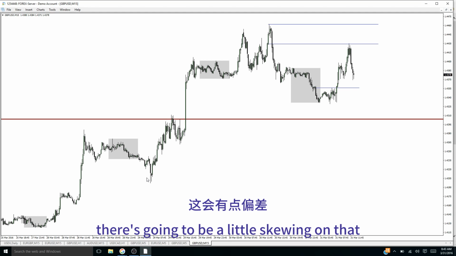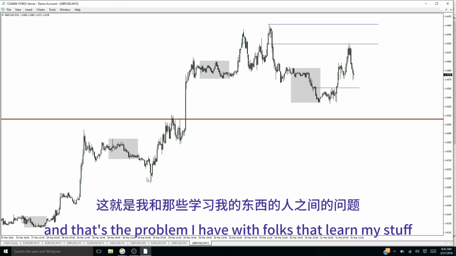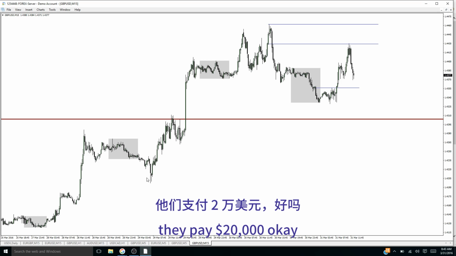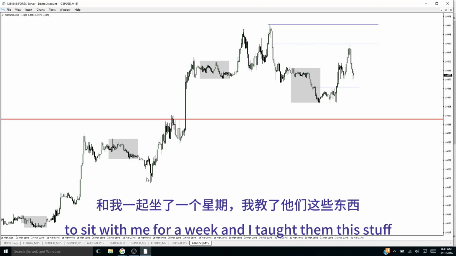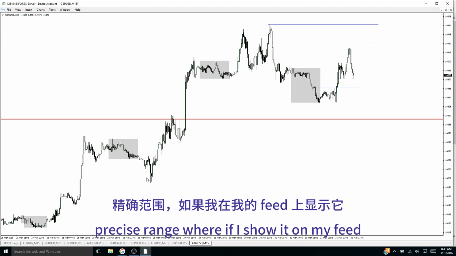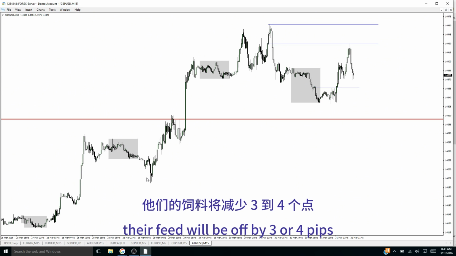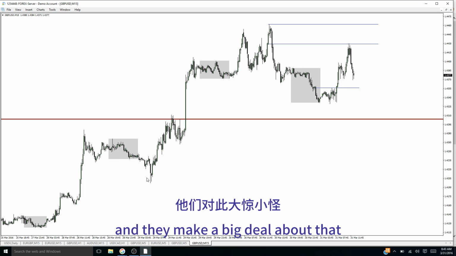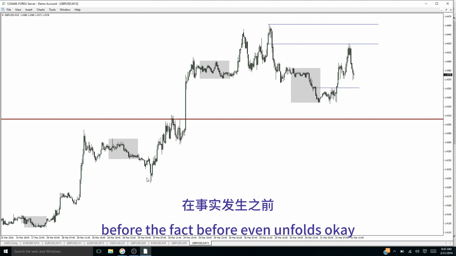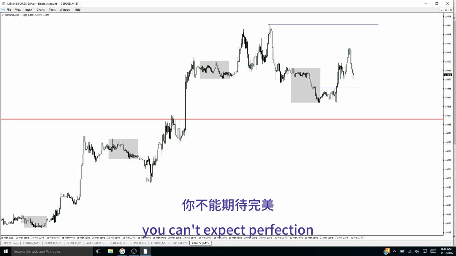There's going to be a little skewing on that, and that's the problem I have with folks that learn my stuff, even the folks that sat down with me one on one. They paid $20,000 to sit with me for a week, and I taught them this stuff. The biggest repeating thing that came up was that there isn't this exact precise range where, if I show it on my feed, their feed will be off by 3 or 4 pips, and they make a big deal about that, forgetting the fact that you're nailing down 95% of the daily range before the fact, before it even unfolds. You can't expect perfection.